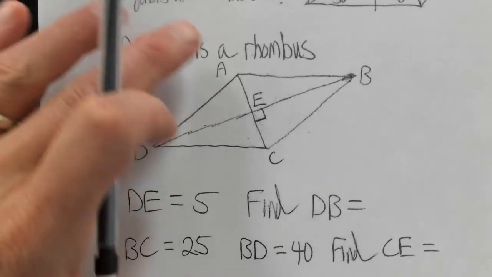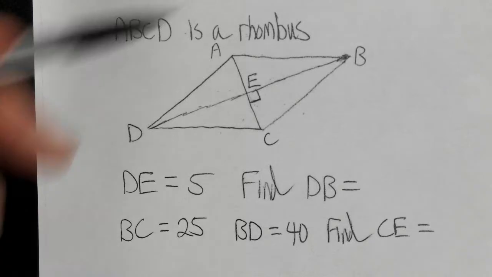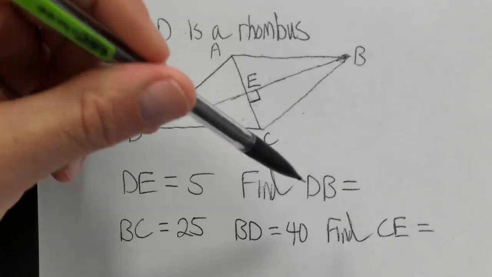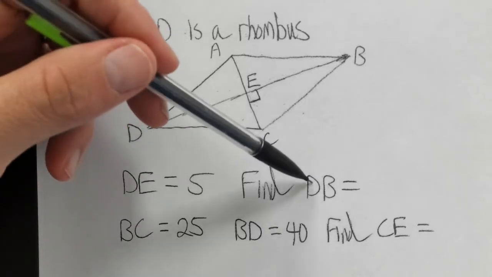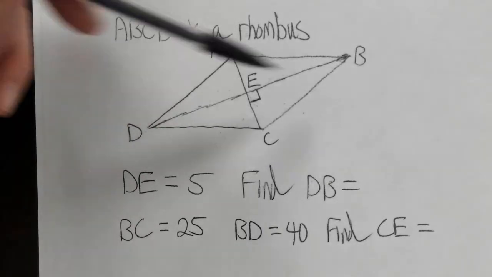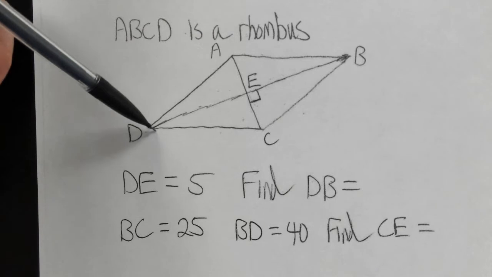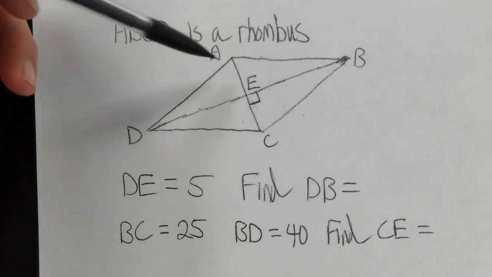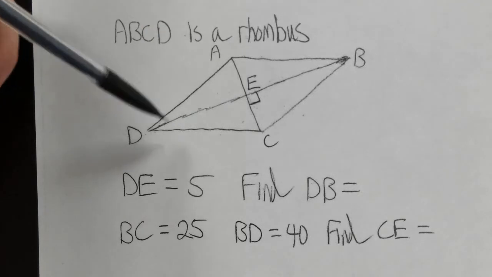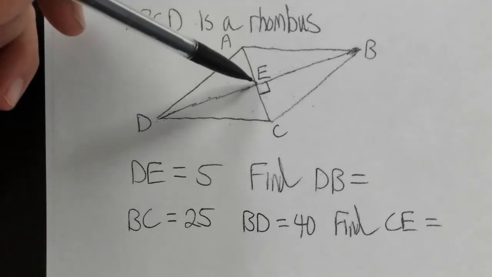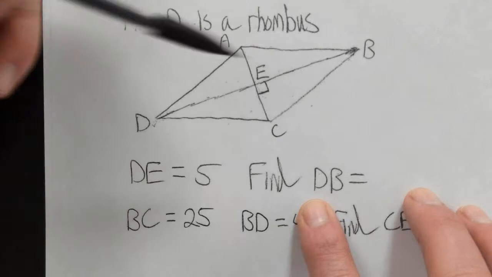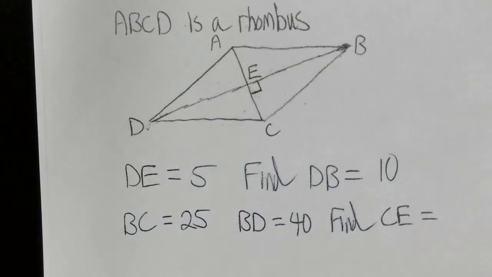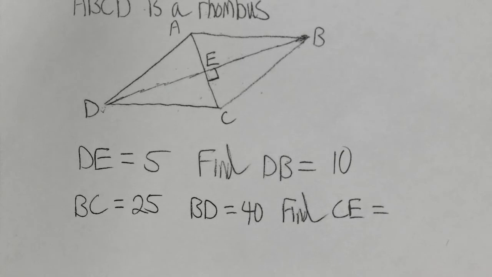Okay, so what are they giving us in this first problem? It says DE is 5, and then find the length of segment DB. So DB is the full diagonal. DE is half of the diagonal. Remember, for being a parallelogram, the diagonals cut each other in half. So if halfway is 5, then DB, the whole segment, would have to be 10. So we can just look at that one and figure out the right answer. Didn't really have to do any work for that one.